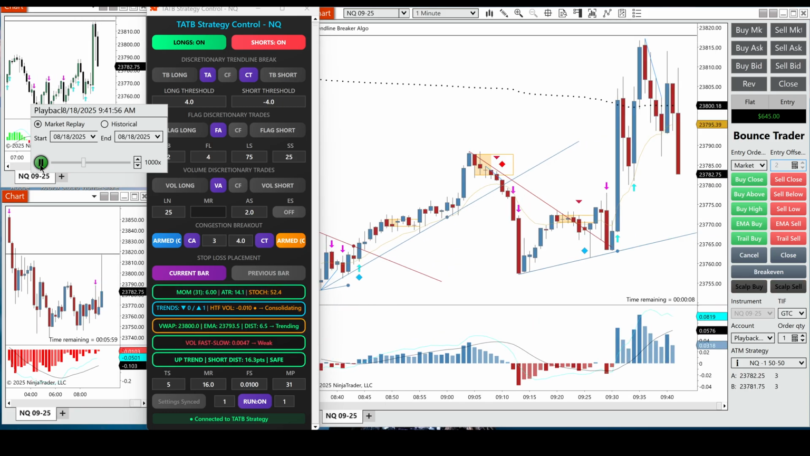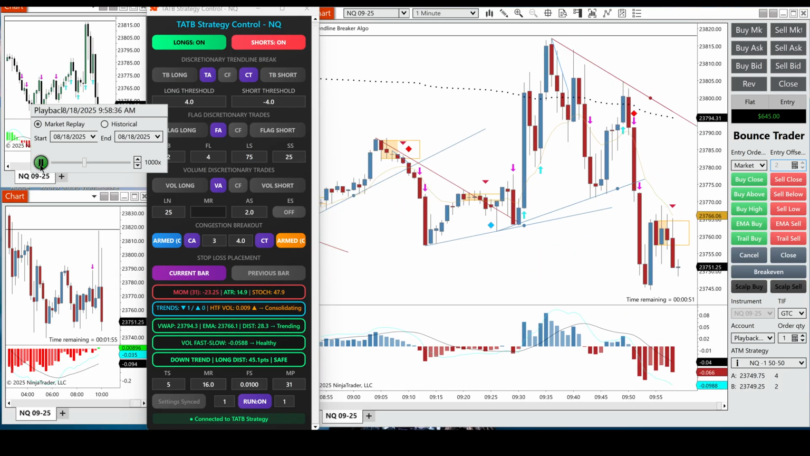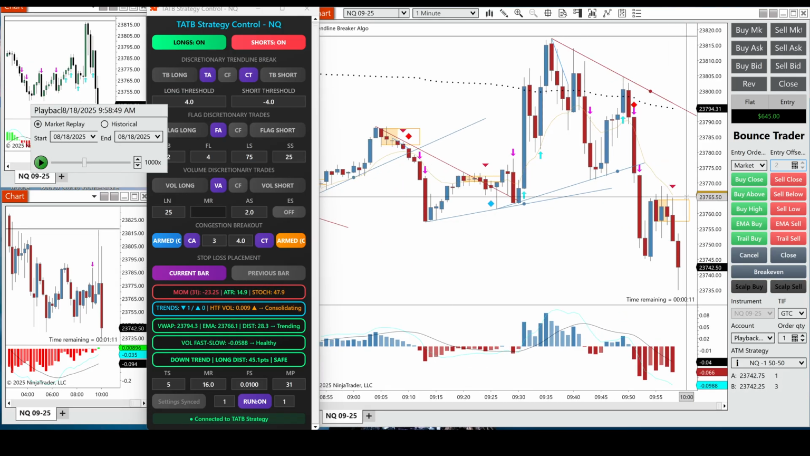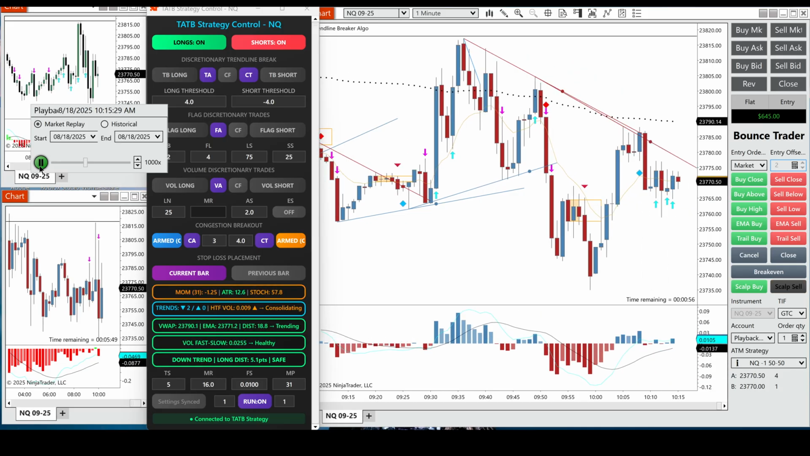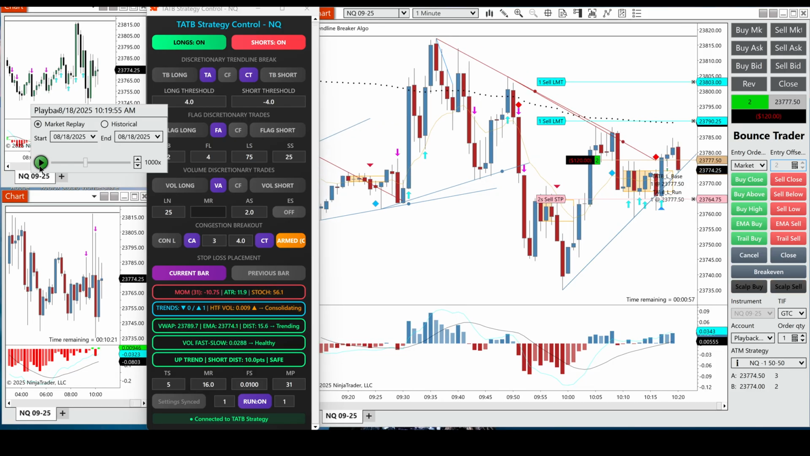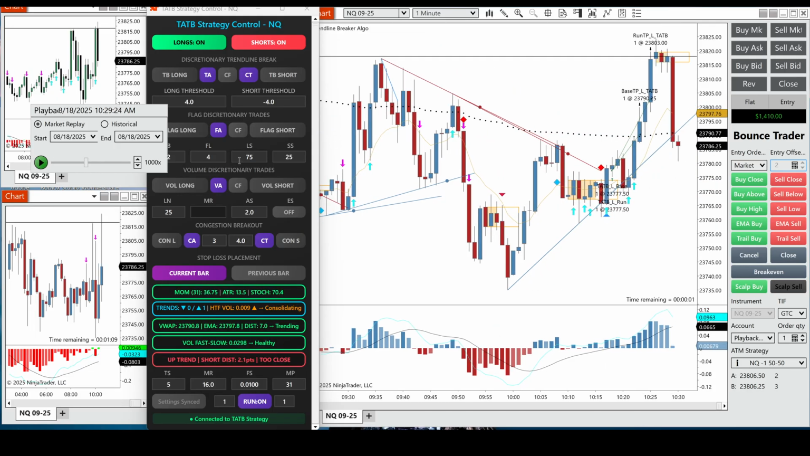Trendline breakup setup. Volume up setup. Flag up setup. Volume down setup. Congestion short breakout. See, there was a congestion, but it's not a compound signal, only congestion. So it didn't take that trade. Let's see if there's going to be volume up setup. Congestion long breakout, right here. See, it was congestion with volume. Volume up setup. Okay, see, so it took it.